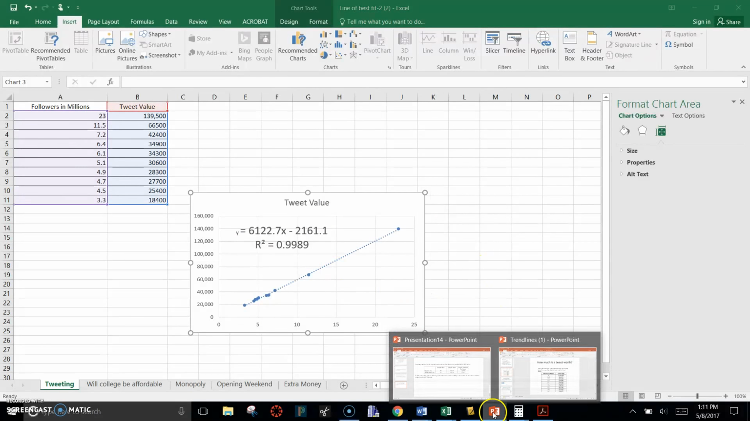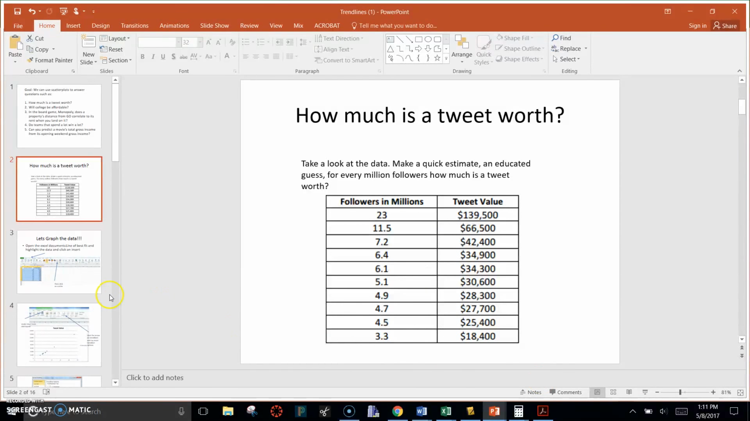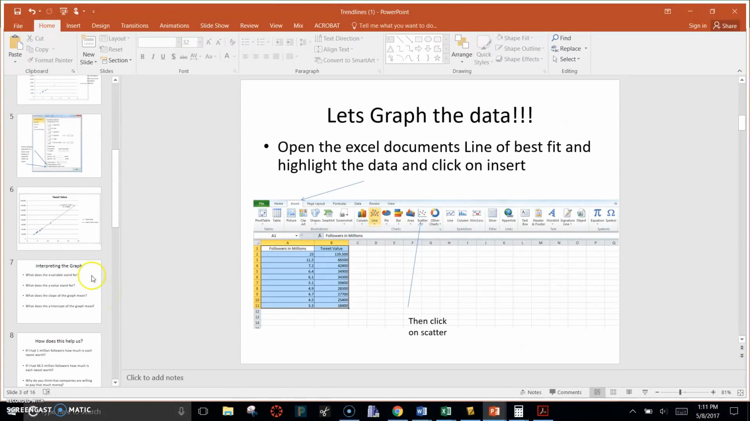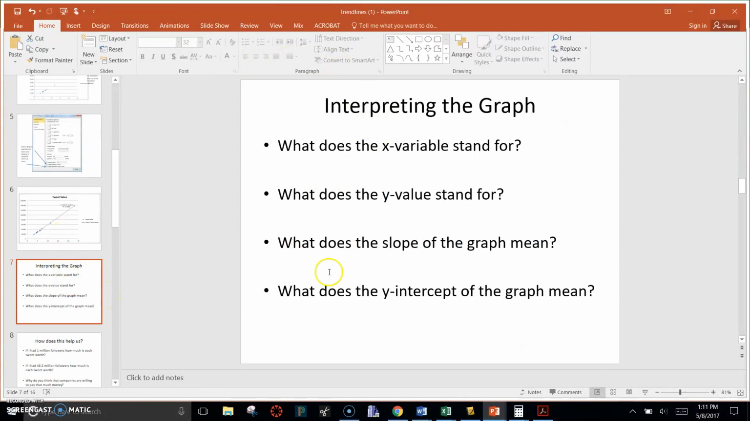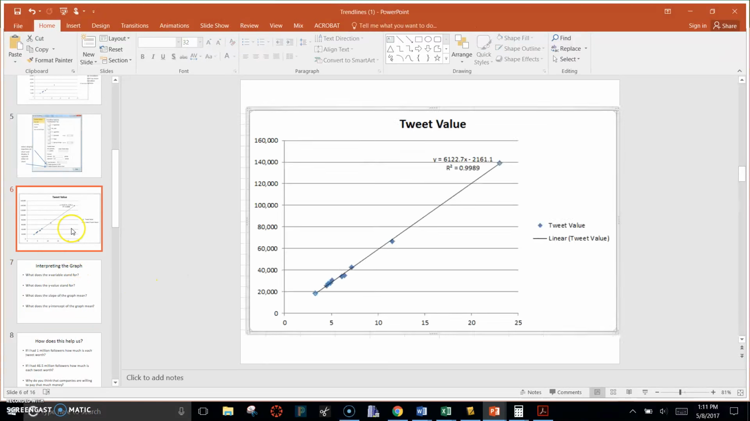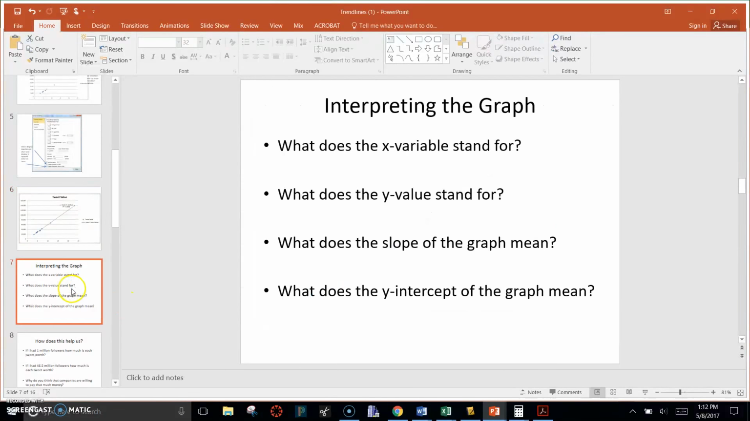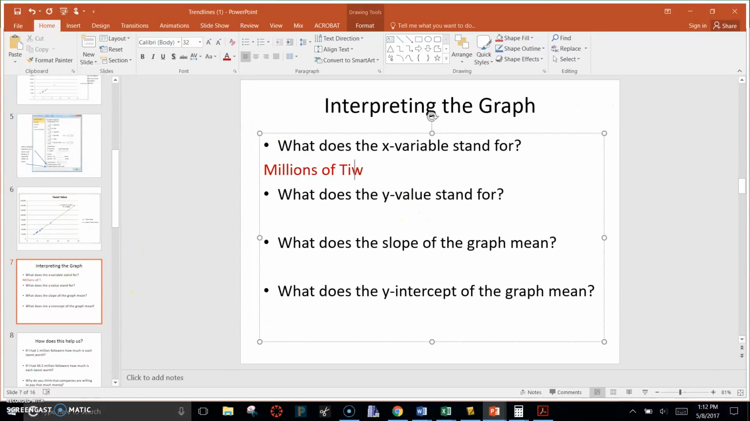Okay. I'm going to go back to this PowerPoint. We're going to answer a couple of these questions. So most of the time, you're going to get these 8 questions. And on today's sheet, it'll be the same thing. So we're going to try to answer these 8 questions. The first question is, what does the x variable stand for? And when you look back here, my x variable is this thing. And this was how many millions of Twitter followers I had. So millions of Twitter followers.